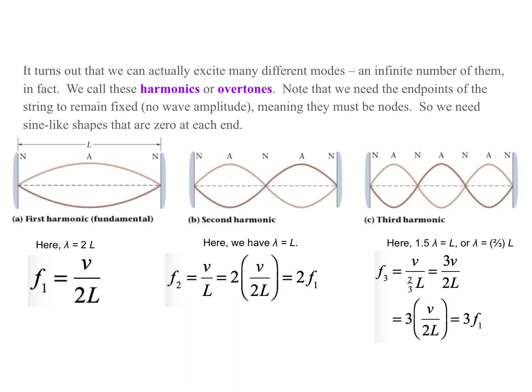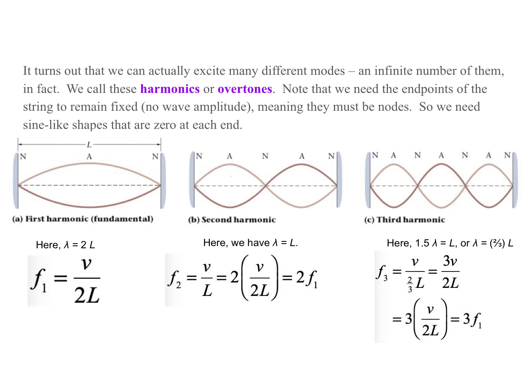We can look here and see there's sort of a pattern going on. For this one, lambda is 2L. For this one, lambda is L. And for this one, 1.5 lambda is L, which means lambda is 2/3 L. So the fundamental frequency is v over 2L. The next frequency is v over L, which is twice v over 2L, which is twice the fundamental. And then the third one would be v over 2/3 L, which is 3 halves v over L, which is 3 times v over 2L, or 3 times the fundamental.